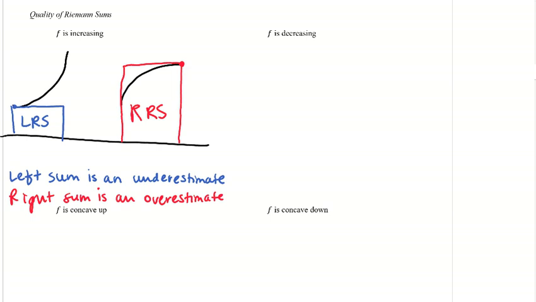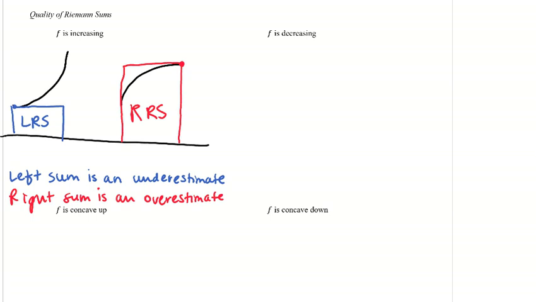When they ask you to give a reason for your answer, this picture is not good enough. What you have to say is that the left sum is an underestimate because the function is increasing. And it's very important that you not just throw a bunch of stuff at the wall and see what sticks. Say it's increasing and concave up. If you mention the concavity when that's not relevant, that will actually invalidate your response, because it's like, oh, maybe he doesn't know what he's talking about.